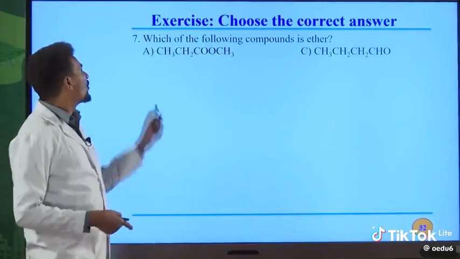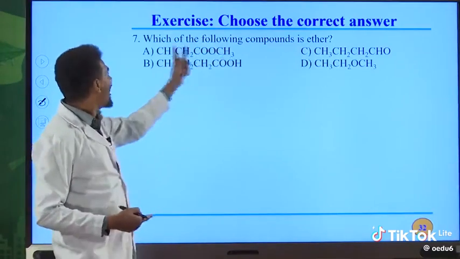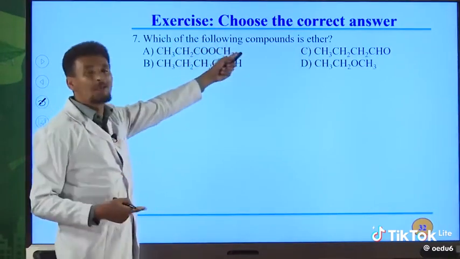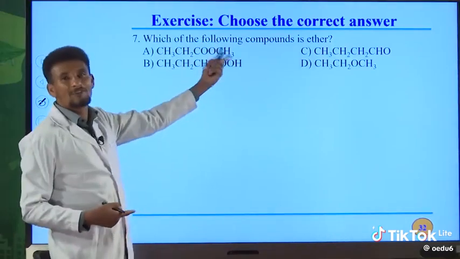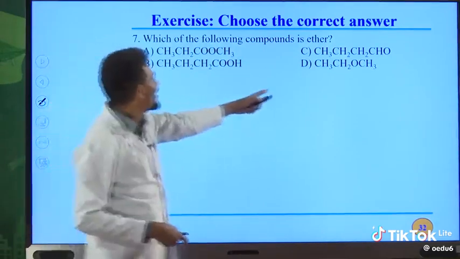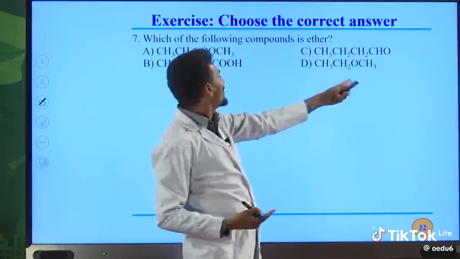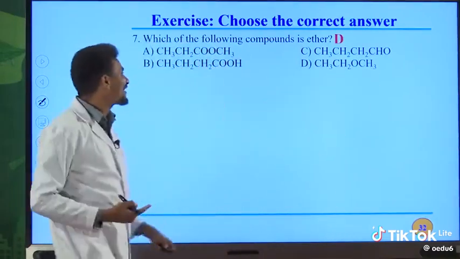Question number 7. Which of the following compounds is an ether? This one, RCOOR prime. This is an ester. RCOOH. This is a carboxylic acid, because we have a carboxyl group. This is the functional group for carboxylic acid. CHO. This is an aldehyde. ROR prime. This is an ether. So D is the correct answer.